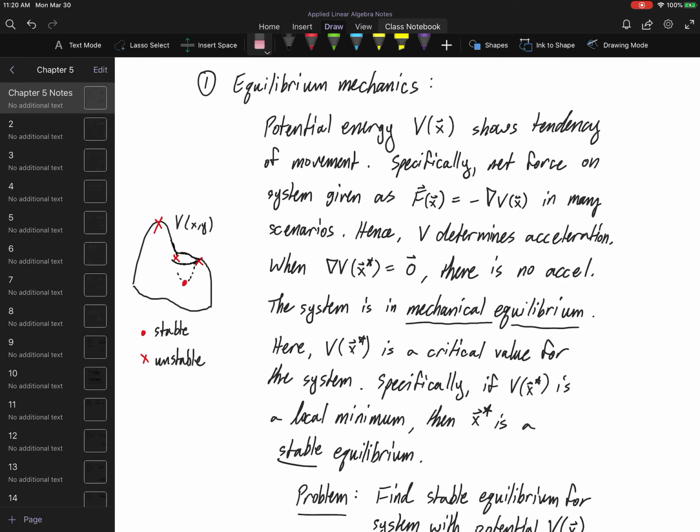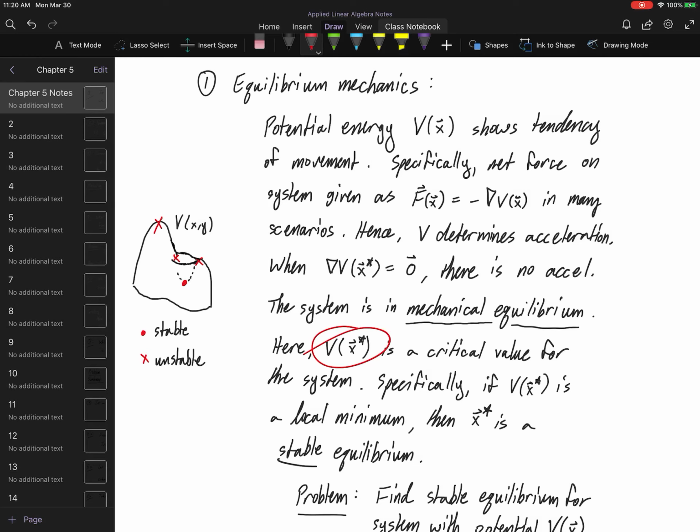So we are stuck in one inertial reference frame for that system. We are not accelerating. So in this instance, V of x star down here, so let me go ahead and get back to my pencil, V of x star is what's called a critical value for the system. If you've taken multivariable calculus, you know this. And x star is referred to as a critical point for the system.